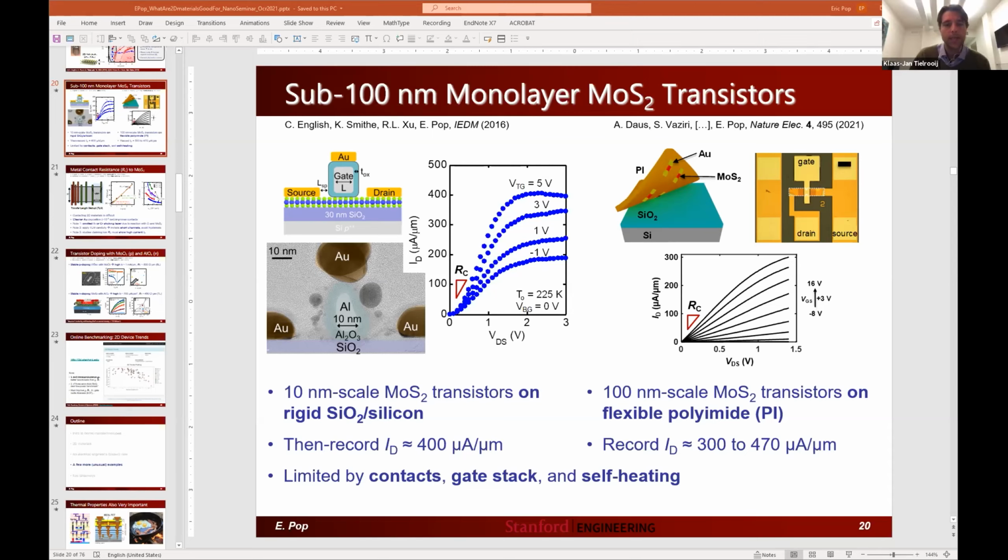So he's asking, with the 2D dielectric, how low can you go? With a 2D dielectric.